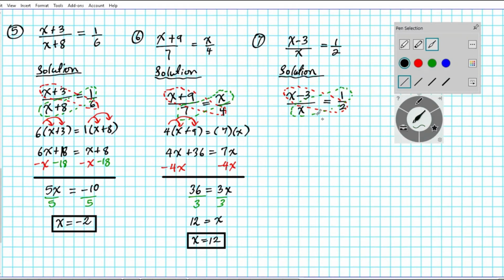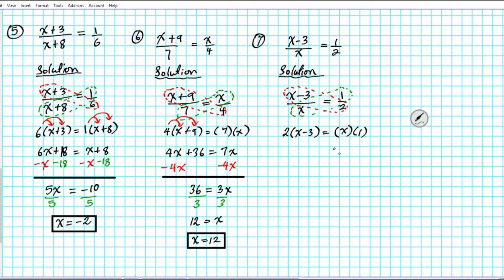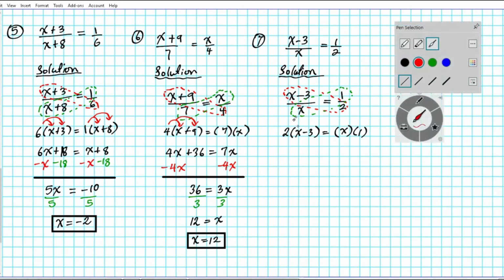Okay, when we carry out the multiplication, we have 2 times the quantity x minus 3 is equal to x times 1. Let's go ahead and multiply that out. On the left side, we will have to distribute the 2 to x minus 3, the terms in the parentheses, so that we yield 2x minus 6 is equal to x.